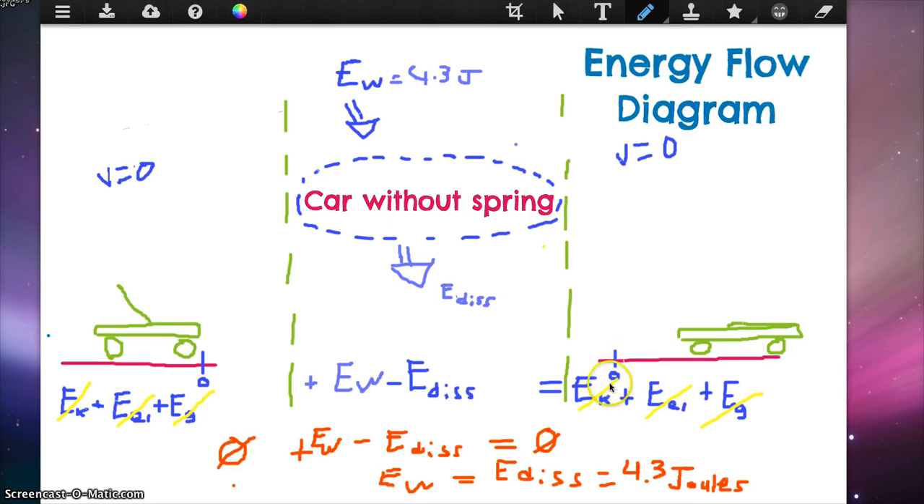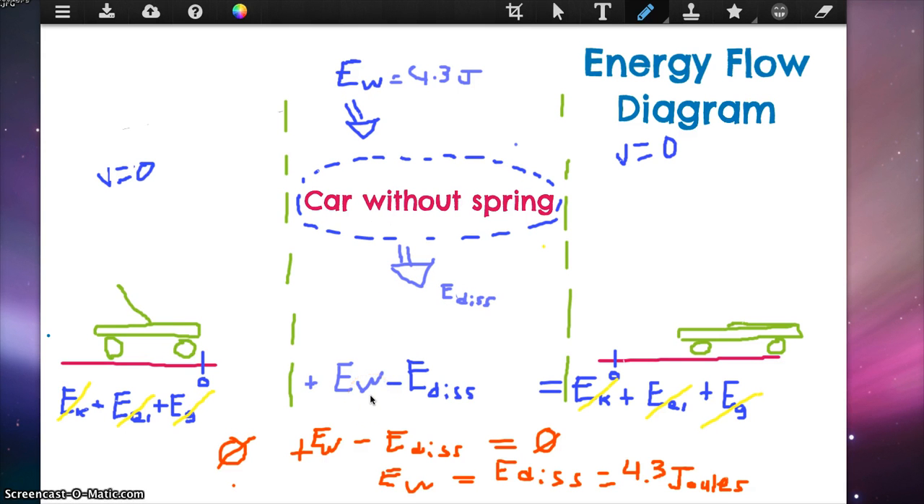And then at point B, our velocity is 0. We have moved from position 0. We have no energy of kinetic, no energy of elasticity, and no energy of gravitational potential, so that's equal to 0. So energy of work is equal to 4.3 joules, and these 4.3 joules is the energy stored in our spring. So that's going into our system, and then we also have energy being dissipated, so that's going out of our system.